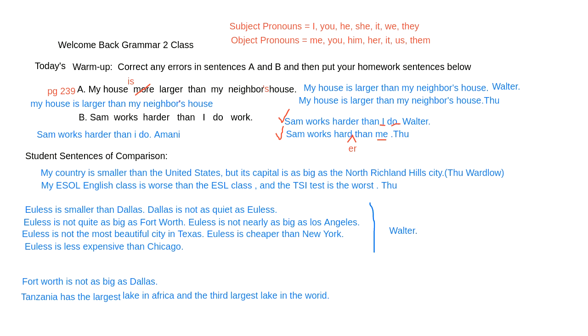So I is subject, me is object. He is subject, him is object. Okay? Oh, you said her, Walter, didn't you? I was thinking possessive. It's also a possessive. Yes, her is an object pronoun.